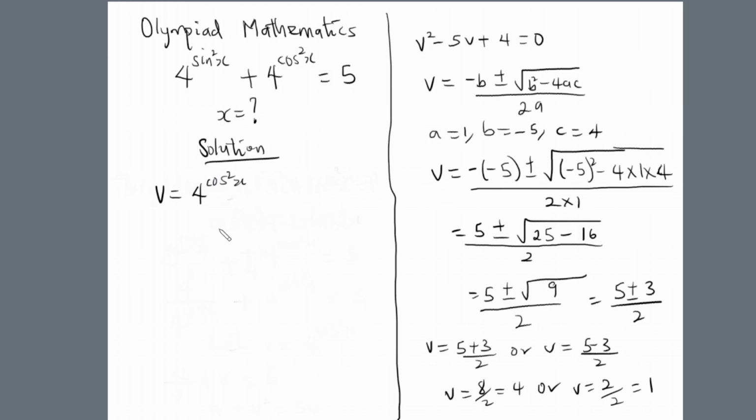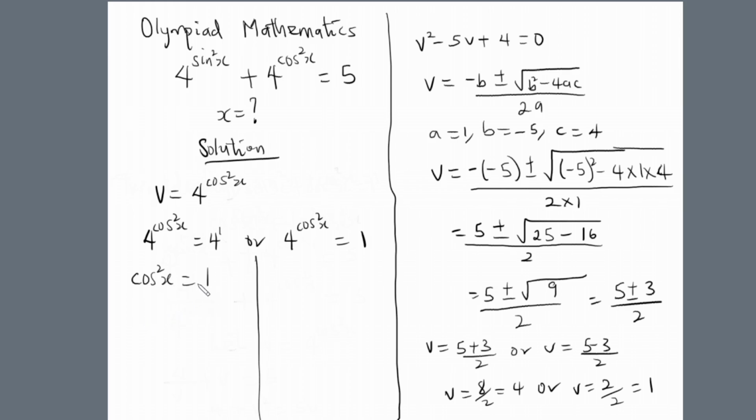All right, so remember, v is 4 to the power of cos squared x, and v is 4 or v is 1. It means that 4 to the power of cos squared x is equal to 4, or 4 to the power of cos squared x is equal to 1. Now, I'm going to solve them separately. Since this is 4, it can be written as 4 to the power of 1, because 4 to the power of 1 is 4. So I can now equate the powers: cos square x equals 1. I will solve this left hand part first and then the right hand. So cos square x is equal to 1.